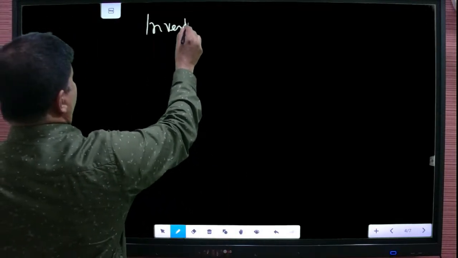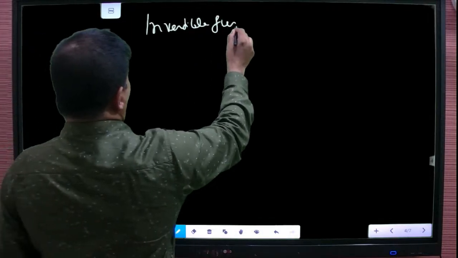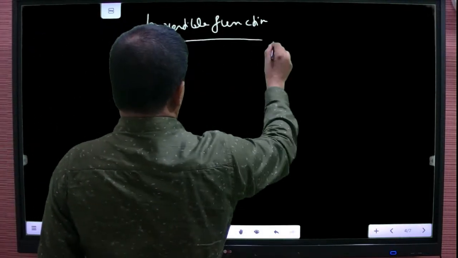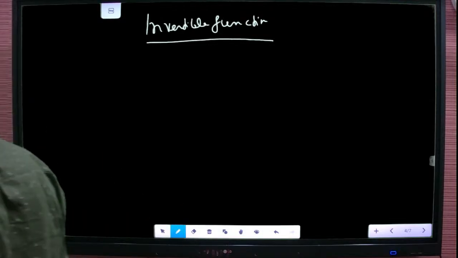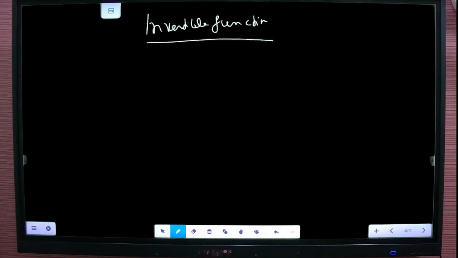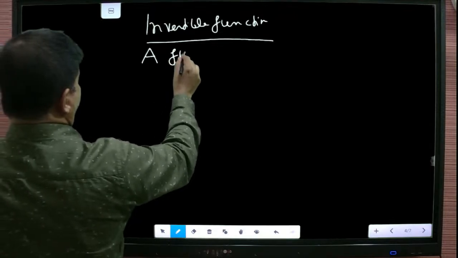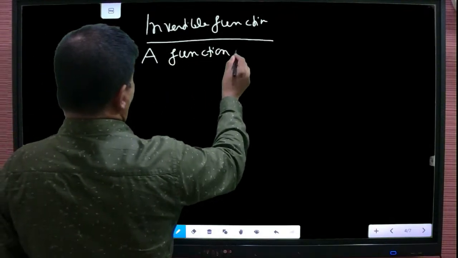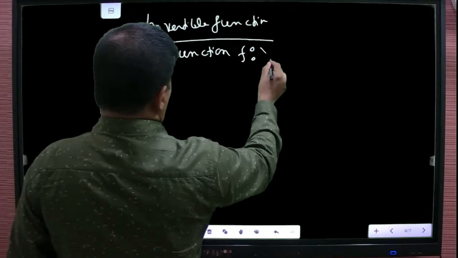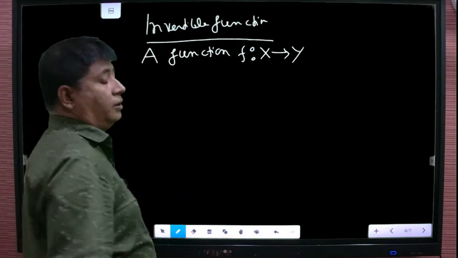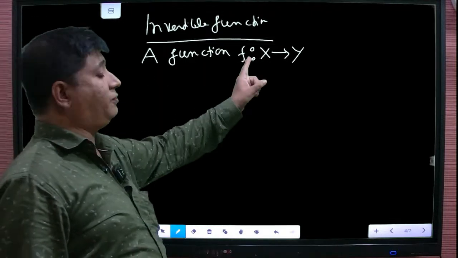Now, invertible function. What is that? Invertible function means a function f maps from x to y. Okay, a function f maps x to y.